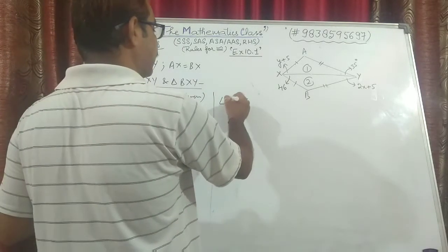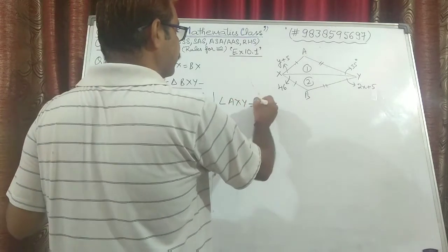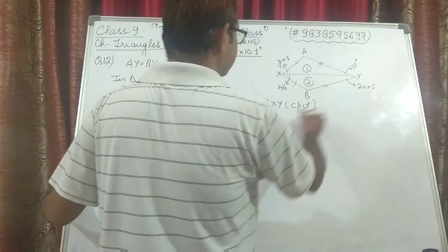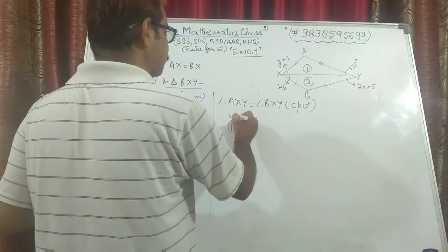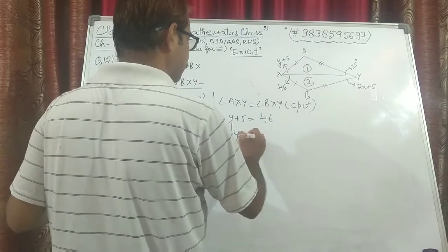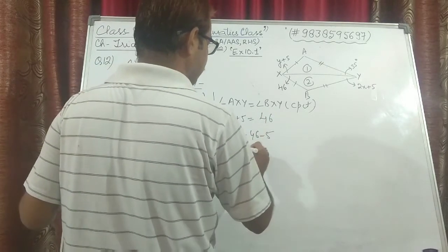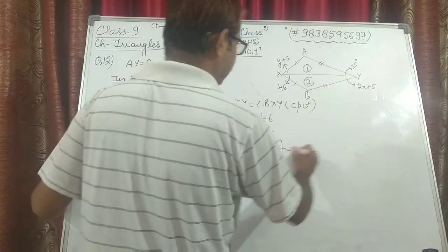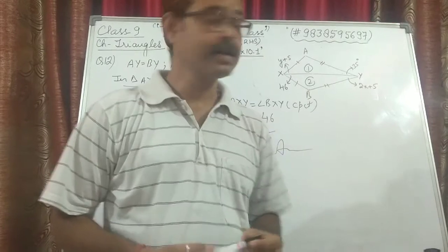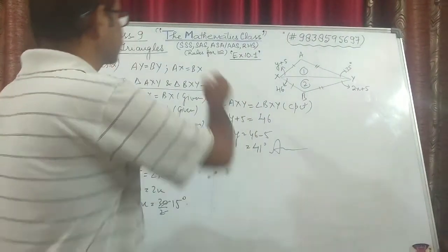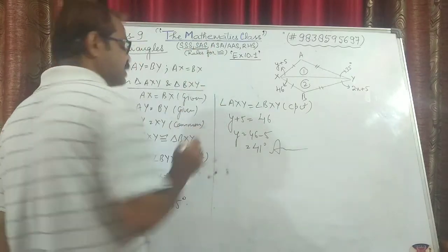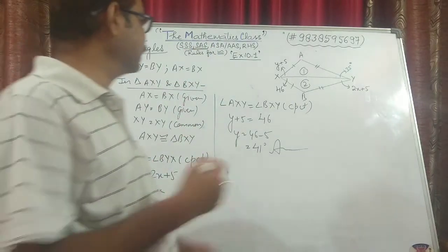Similarly, we can say angle AXY is equal to angle BXY. Reason is CPCT. So AXY is y plus 5 and BXY is 46. So y is equal to 46 minus 5, that is 41 degrees. That is the final value. Now this finishes your first exercise. In this first exercise, we discuss generally problems based on these two rules, SSS and SAS.